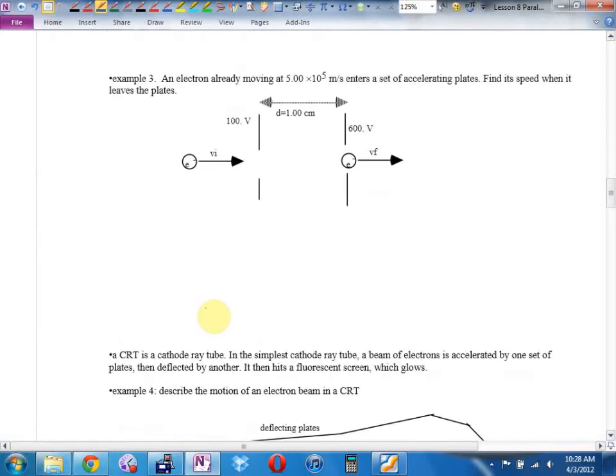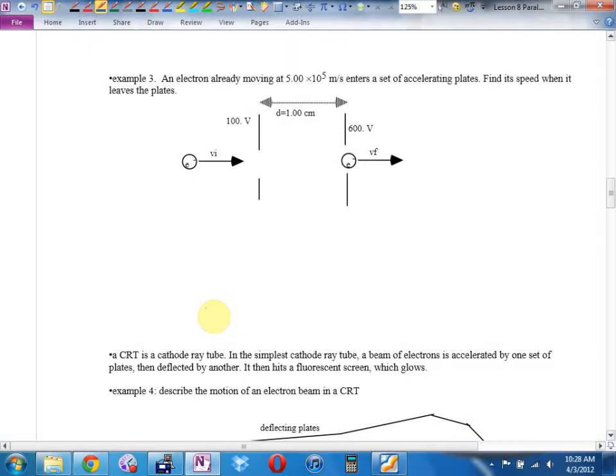Example 3. An electron already moving at 5 times 10 to the 5th meters per second. Oh, now we're not starting out from rest. Enters a set of accelerating plates. Find its speed when it leaves the plates. John, what does this want me to find in example 3? Did they say velocity or speed? Let's try a scalar approach.